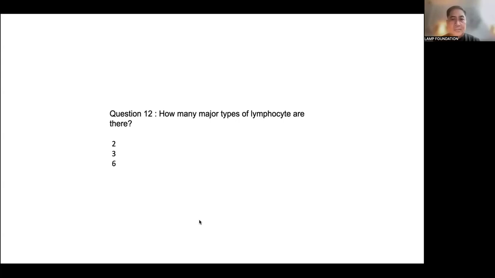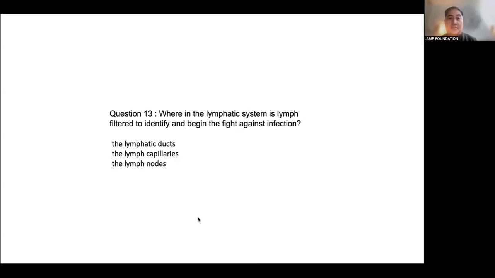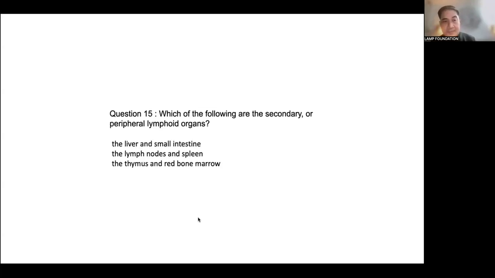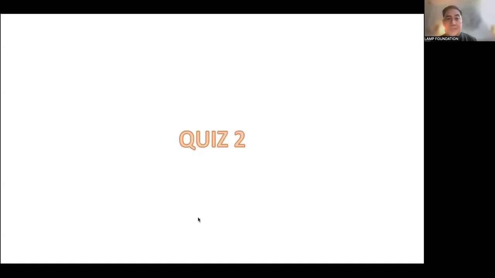How many major types of lymphocyte are there? There are three. Where in the lymphatic system is lymph filtered to identify and begin the fight against infection? The lymph nodes. Which of the following is a primary lymphoid organ? The thymus. Which are the secondary or peripheral lymphoid organs? The lymph nodes and spleen.